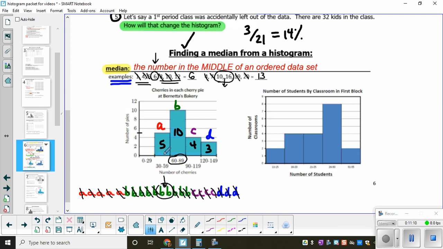So if I asked which interval the median is in for this data set, we would say that the median is in the 60 to 89 interval, okay? The median is somewhere in there.